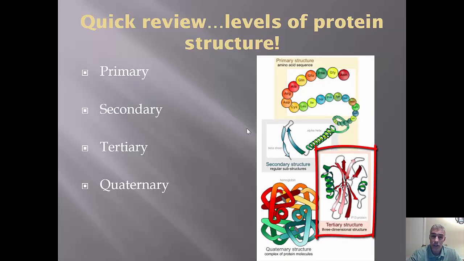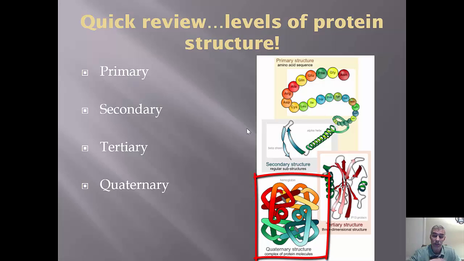Then there's tertiary structure, which is taking one whole subunit of protein, one long chain or polypeptide, and that starts folding based on R group interactions. And then there's quaternary structure. That's when you put multiple subunits together to give a protein its overall job, its structure and function.